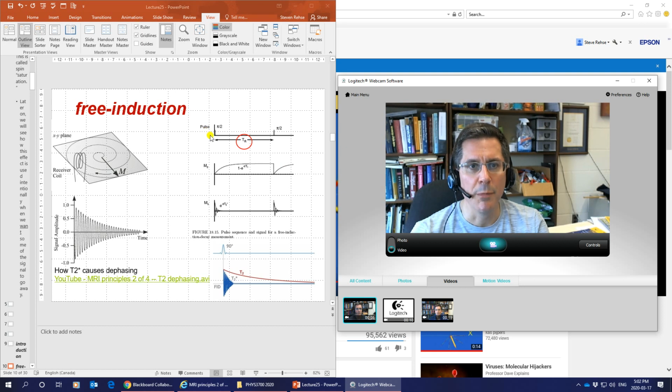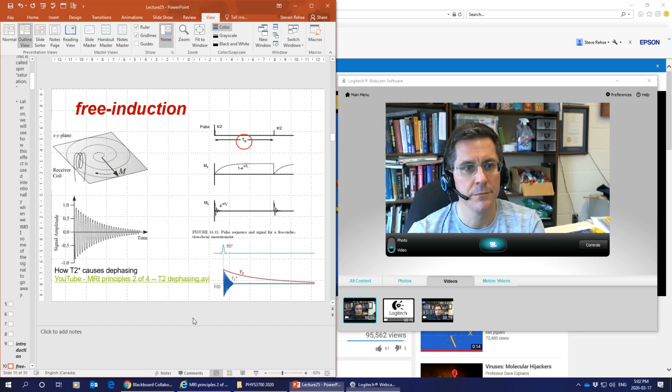So this is a very simple pulse sequence with a pi/2 pulse, and you do nothing, and you just measure the free induction signal that comes after it.